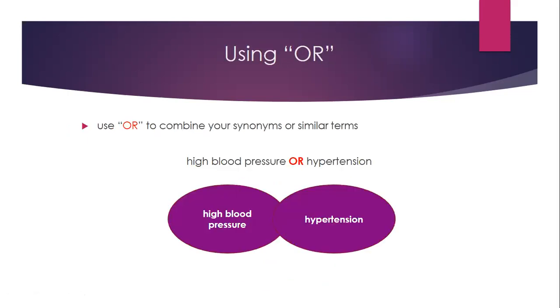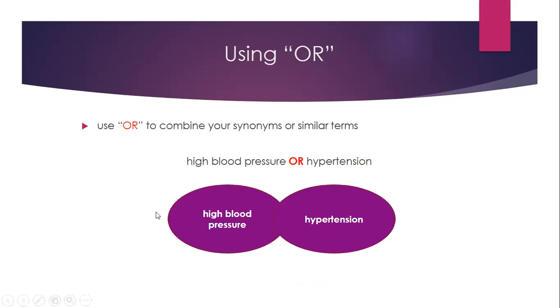Or is used a bit differently. It's used to combine synonyms or related terms. The idea here being that the terms that one researcher uses to describe a concept may not be the same terms used by another researcher, even though they mean something similar.